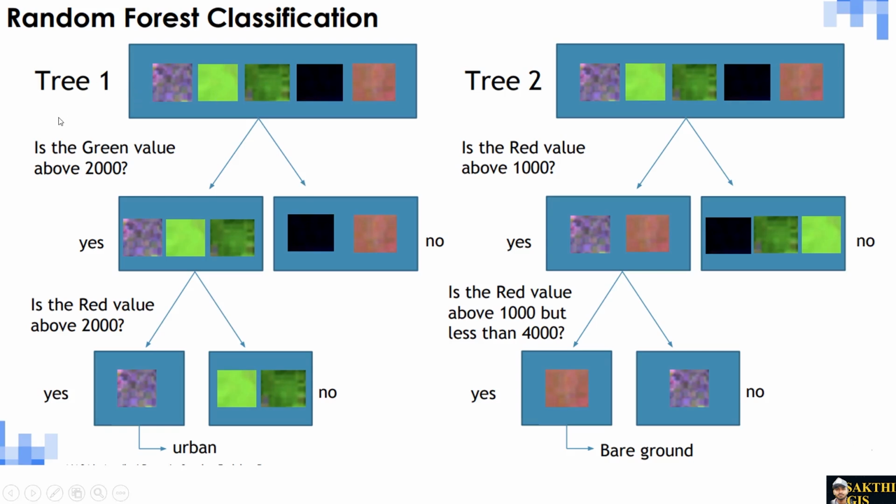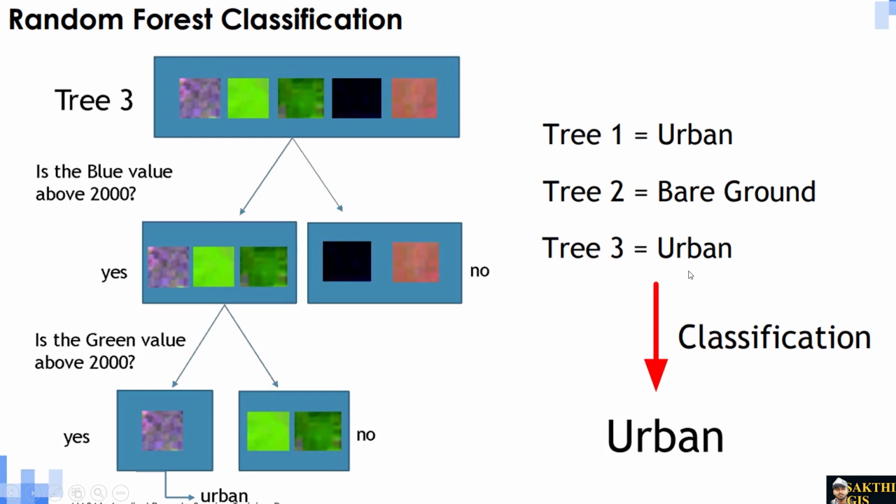If you define four trees, then while predicting the results, one tree will give urban, another tree will give background, another tree will give urban, and another tree will also give urban. So in total, since most trees give urban based on the decision rules, the end result will be urban. Based on that, this algorithm works. For a more detailed explanation, please read the full Google Earth Engine random forest documentation.